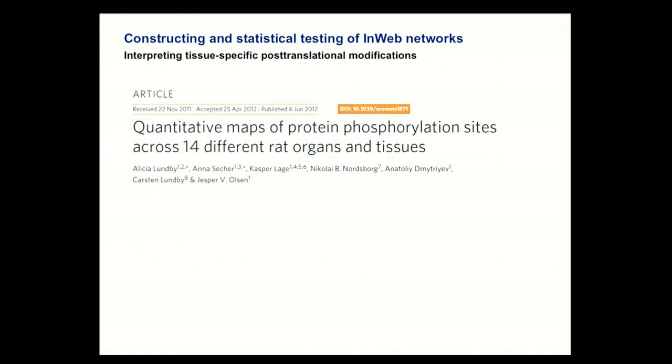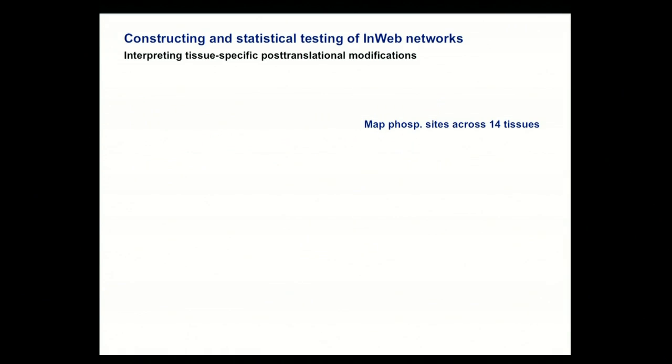We did a similar thing for another paper that Jesper Olsen's group also produced. This was phosphorylation data, and I don't know if higher quality is the correct word, but it was easier to map the tissue-specific phosphorylation sites. So we got, I think, even better results for that. Again, Alicia Lundby and Jesper Olsen mapped phosphorylation sites across 14 tissues.